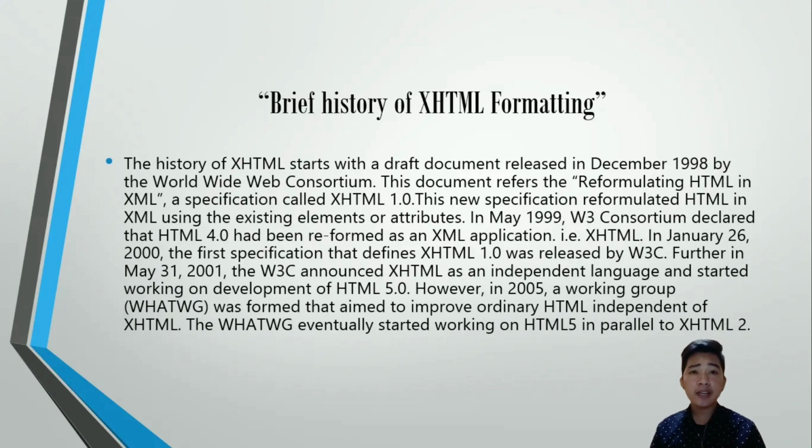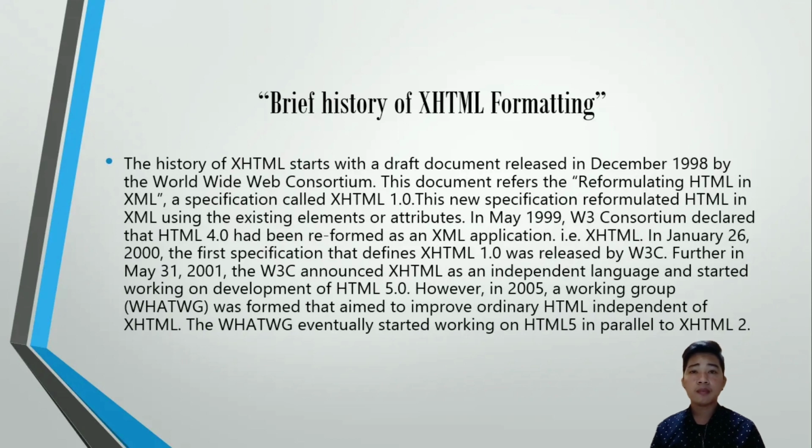This new specification reformulated HTML and XML using the existing elements and attributes. In May 1993, the World Wide Web Consortium declared that HTML 4.0 had been reformed as an XML application. In other words, XHTML. On January 26, 2000, the first specification that defines XHTML 1.0 was released by the World Wide Web Consortium.